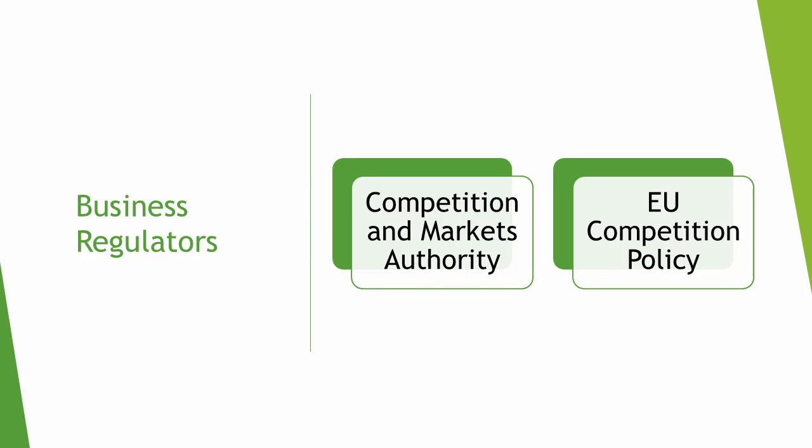Businesses can be regulated by the Competition and Markets Authority as it investigates mergers, cartels, and abuse of dominance. This would be done so markets operate efficiently and in the public interest. Businesses can be regulated by EU competition policy as firms must comply with rules on state aid, cartels, and market dominance. The impact of EU competition policy is increased competition, consumer protection, and fair trading across member states.